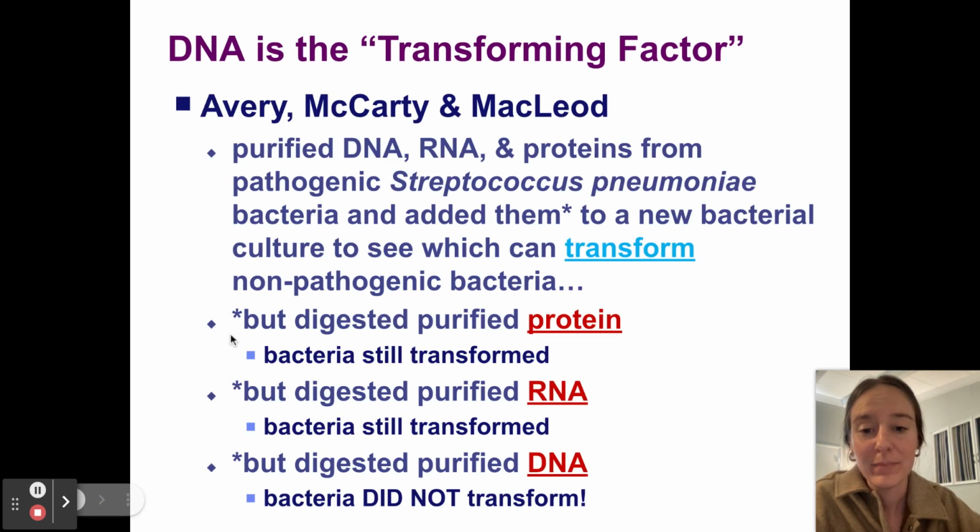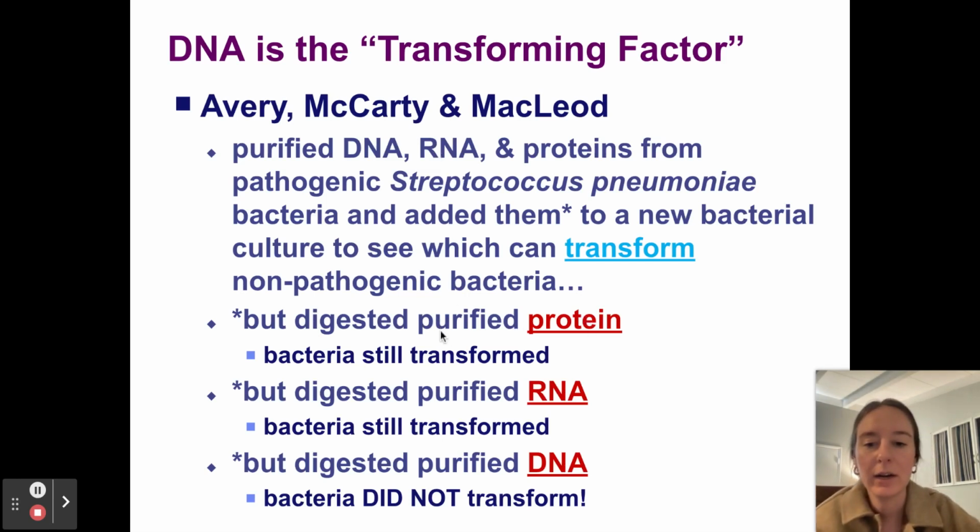different batches. So, for example, they took the Streptococcus pneumoniae and they added everything, DNA, RNA, except for protein. So they added DNA, RNA to this bacteria, and they didn't add protein, but the bacteria still transformed. So even without protein, there was some sort of transformation happening, something being passed between the bacteria.